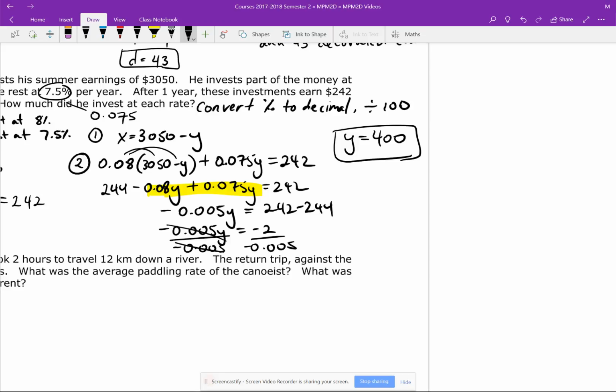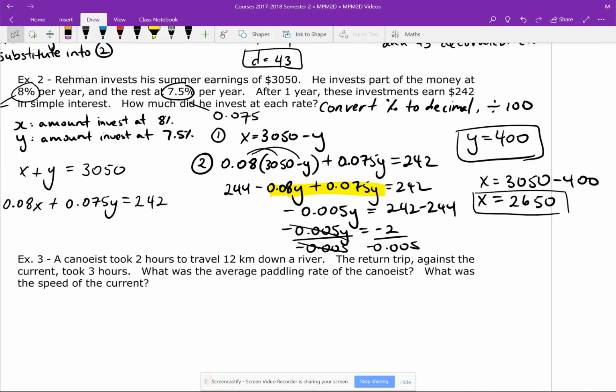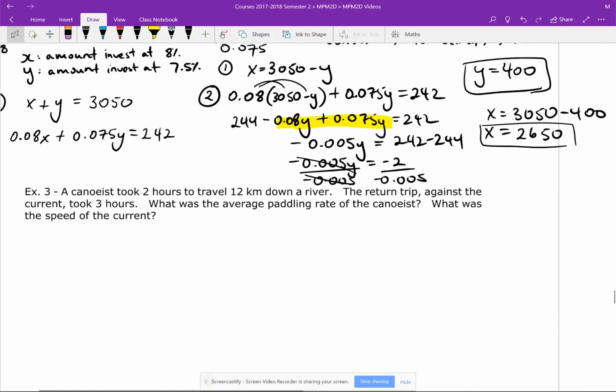All right, so what's x? Well, if I use equation number one, x is equal to 3050 minus 400, and so x is equal to 2650. So Raymond invested $400 at 7.5% and $2,650 at 8%. And that's the answer. And don't forget, always check your work with the checking step.